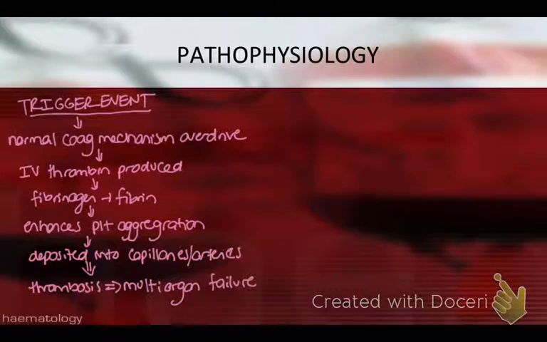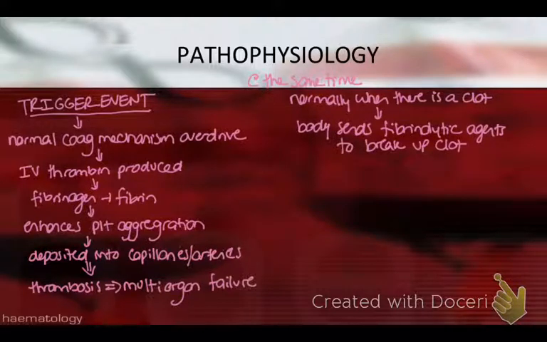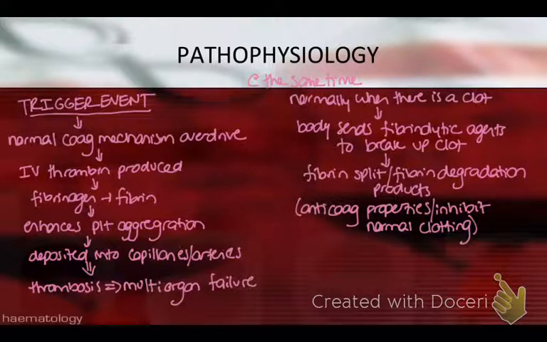At the same time, on the other end, normally when there's a clot, the body sends these fibrinolytics. So what does lytic mean? To break up. So I already told you that fibrinogen turns to fibrin. So normally when there's a clot, your body will send fibrinolytic agents to break up those clots, right? So you can write, if you don't want to write all this, FSPs, fibrin split products, or fibrin degradation products. So they are anticoagulant, they inhibit.